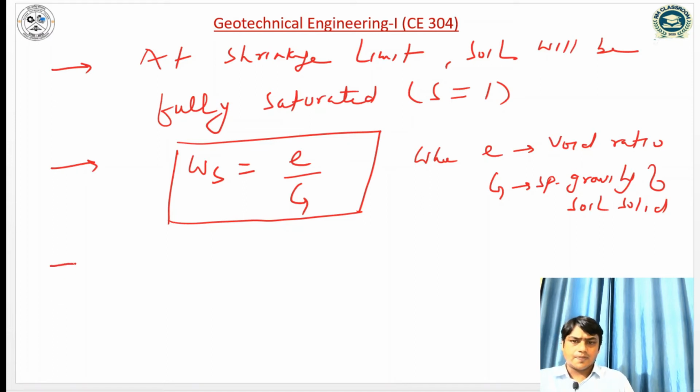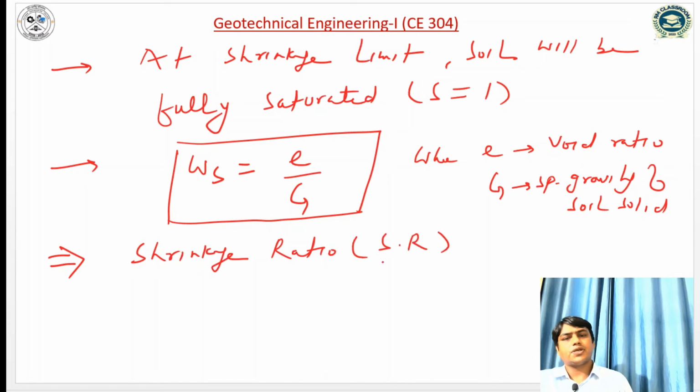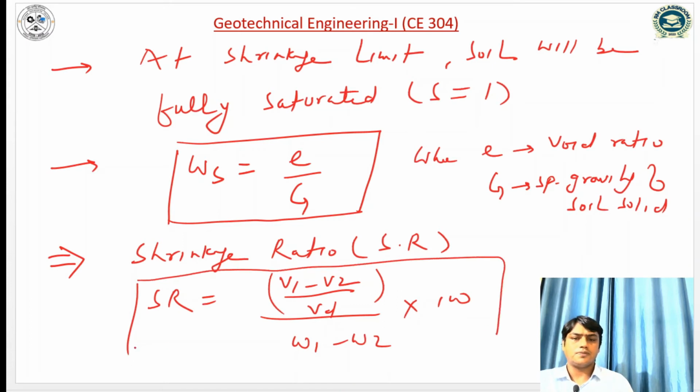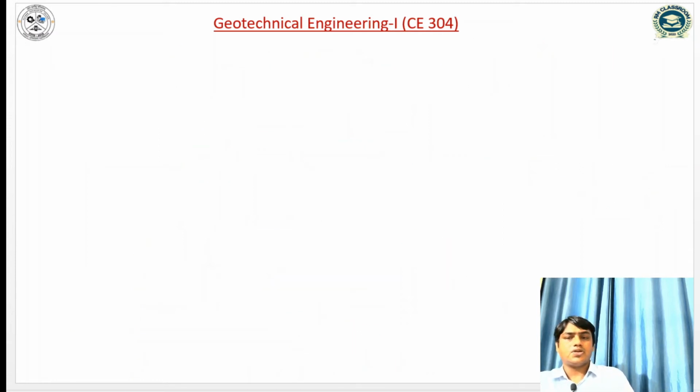Similarly, we can define the shrinkage ratio. So shrinkage ratio can be written as (V1 - V2) divided by Vd, divided by (w1 - w2), into 100. So this is the expression of shrinkage ratio, where w1 is the moisture content at the volume V1 and w2 is the moisture content at volume V2.